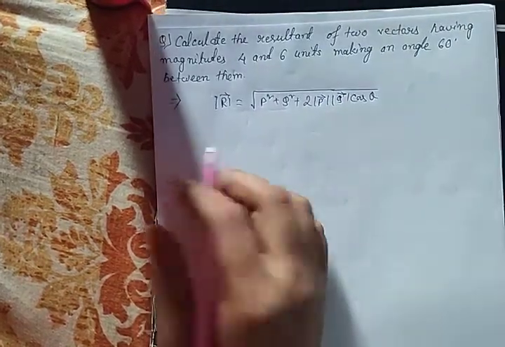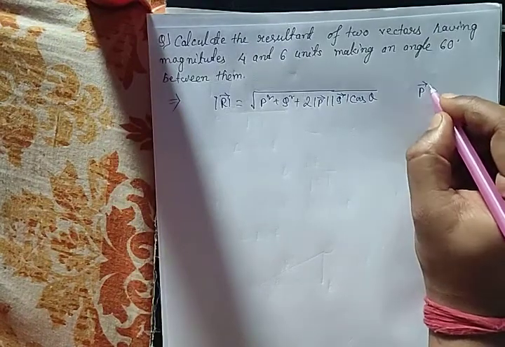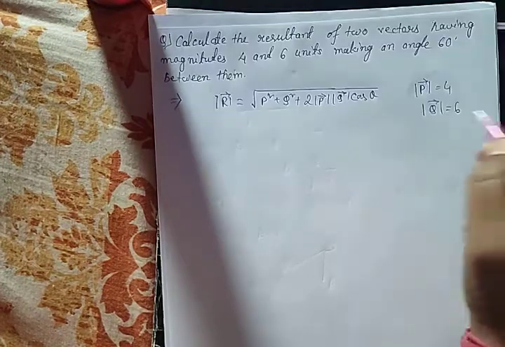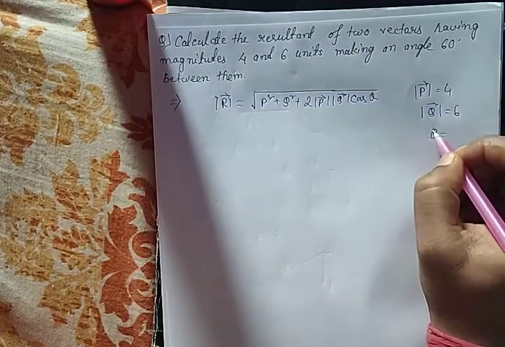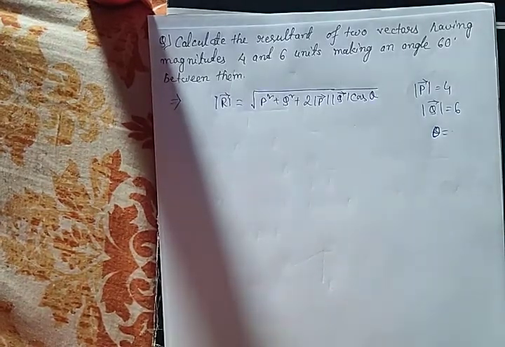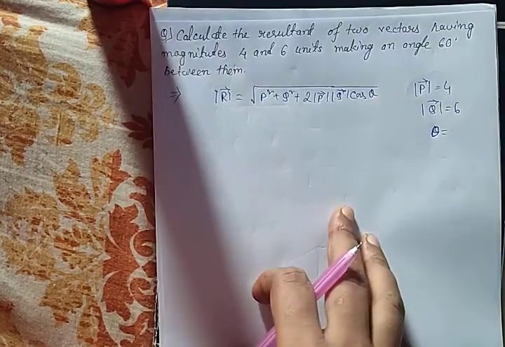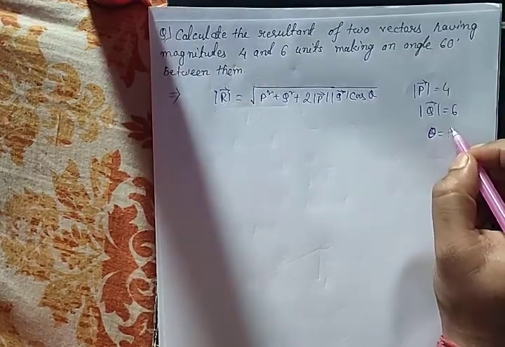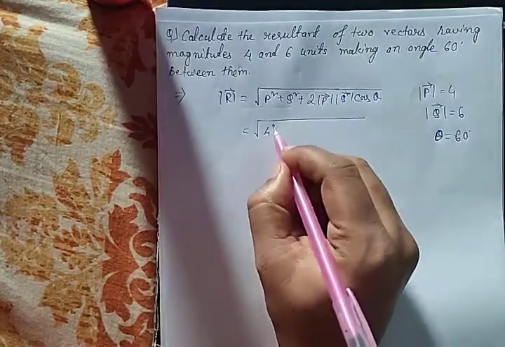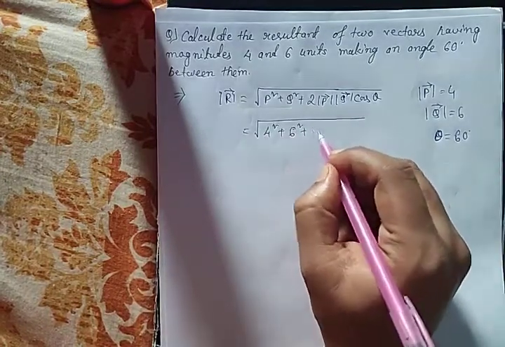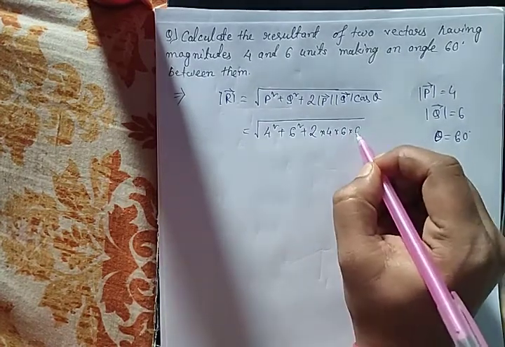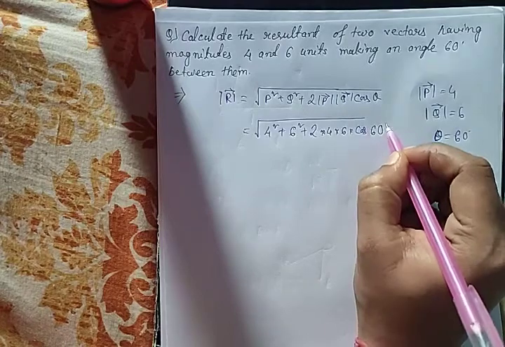Here, the value of |P| is 4 units and the value of |Q| is 6 units. Theta is the angle between the two vectors, but alpha is the angle between the resultant vector and another vector. Theta is given as 60 degrees. So just put the values: 4 square, 6 square, plus 2 into 4 into 6 into cos 60 degrees.